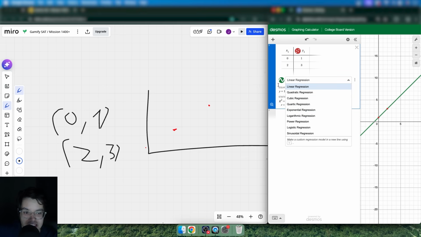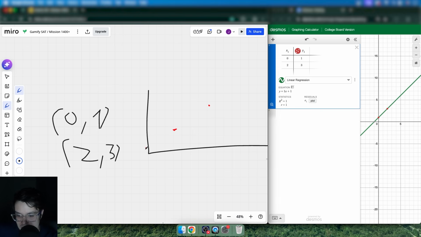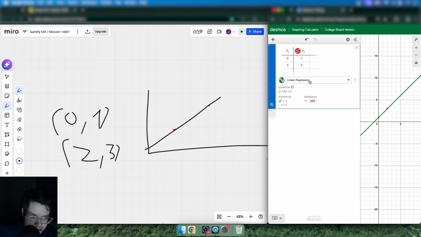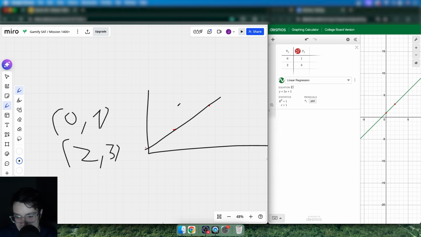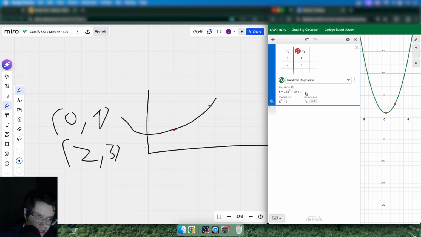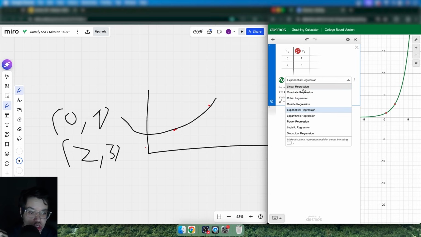I can just say, okay, if it's a linear function, aka a straight line, then I can just click linear regression, and that gives me a straight line that passes through the points. If it's a quadratic, aka a U-shaped or an N-shaped line, I can click quadratic, and we see a quadratic that goes through those exact points. If it's an exponential, I can do that. If it's a cubic, I can do that.